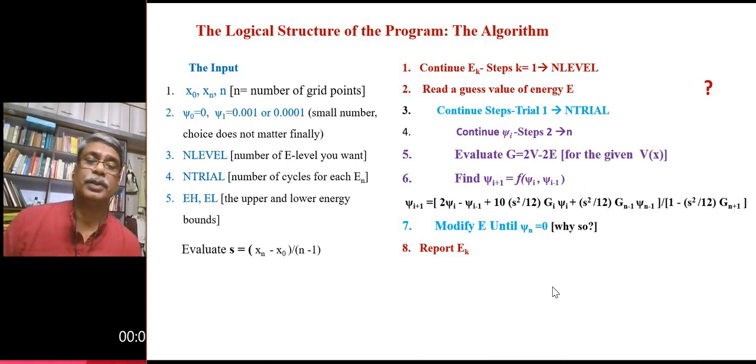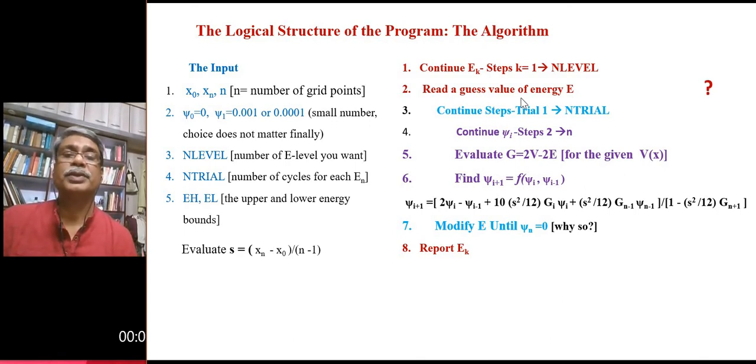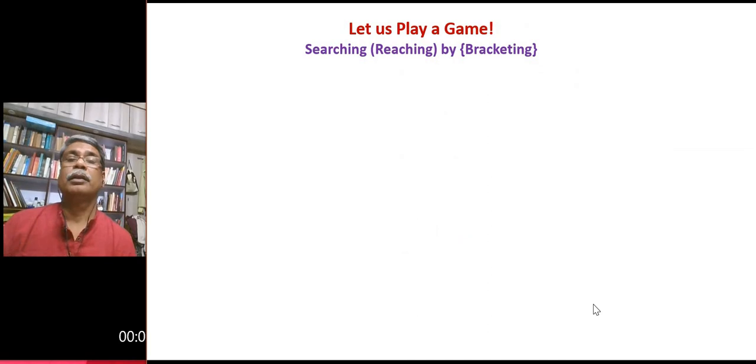But two questions arise. First of all, read a guess value of energy. Now, is there any clue how to guess this E value? It's a difficult question. And more importantly, the second interrogative sign, that is modify E until psi n is 0. So how do you modify, right? That is the two questions we are leaving at this point. And for the purpose of how we can solve it, we will actually be playing a game. The name of the game is searching or reaching by bracketing.